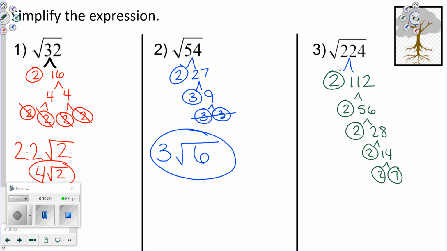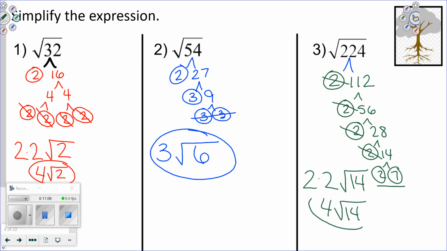All right, so I'm looking for pairs. So there's a pair of 2s that comes out. I got another pair of 2s that comes out. And then where do I put the leftovers? Inside. What's it become? Good. A 2 and a 7 make 14. 2 times 2 is 4. 4 radical 14.